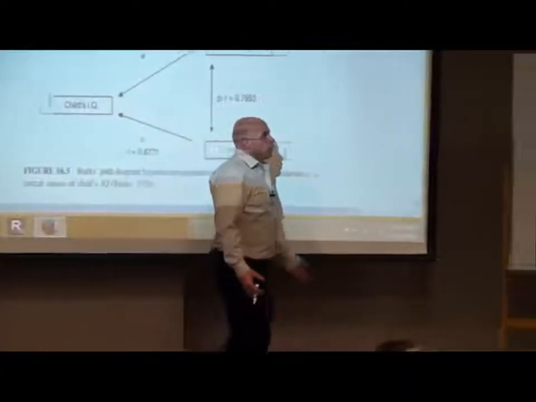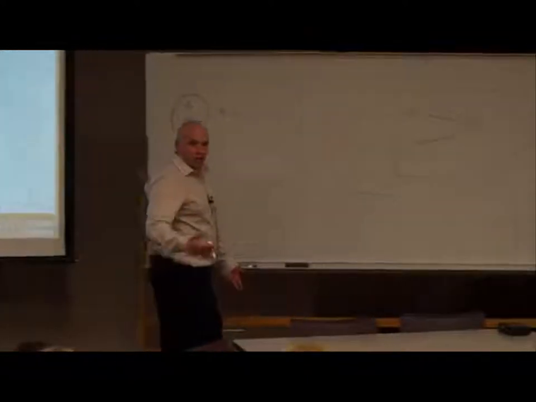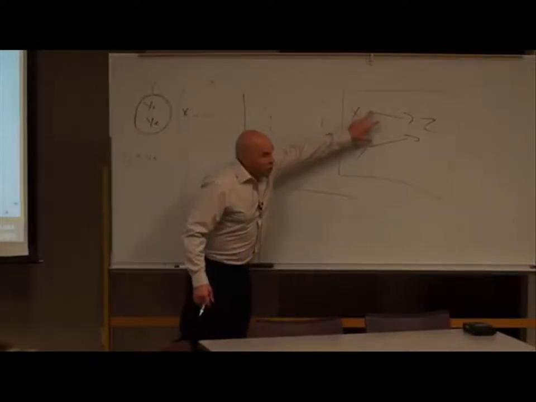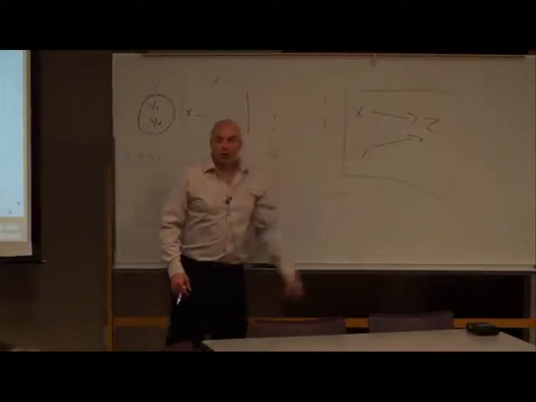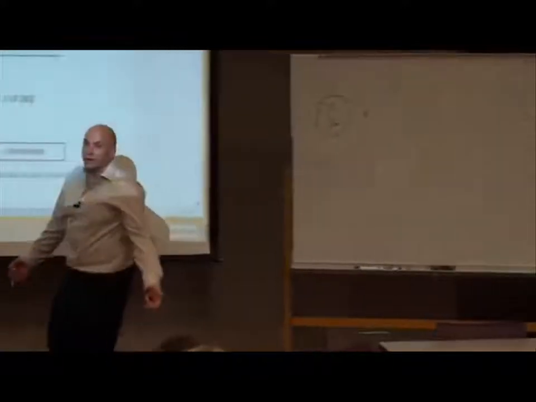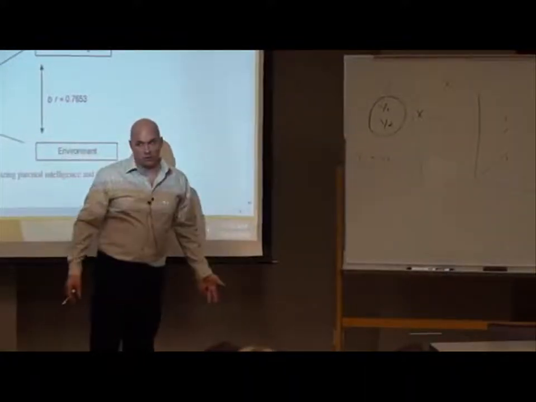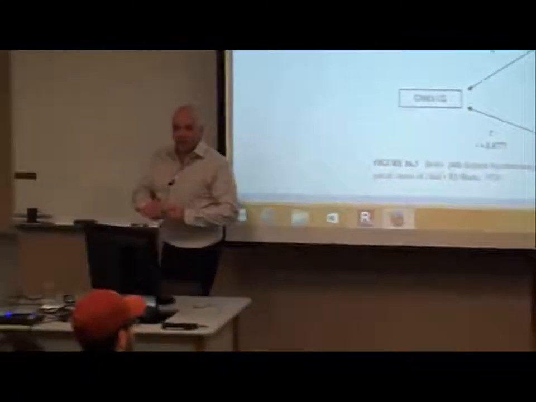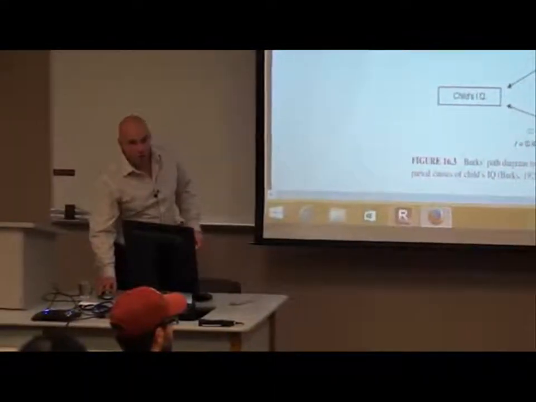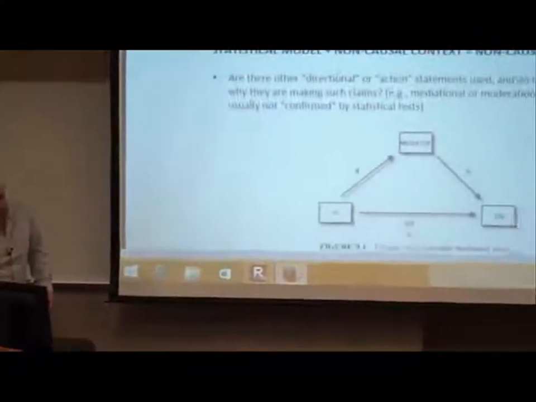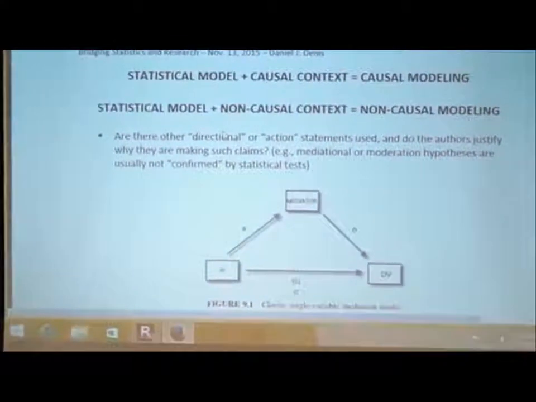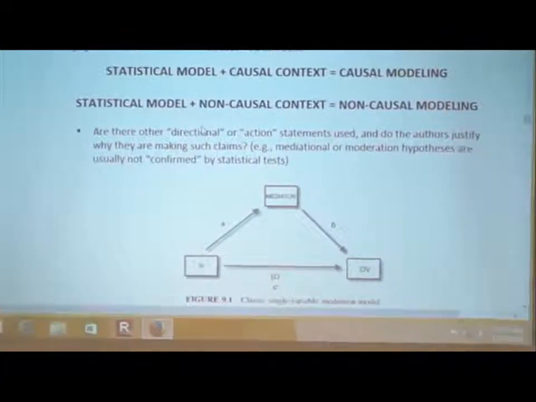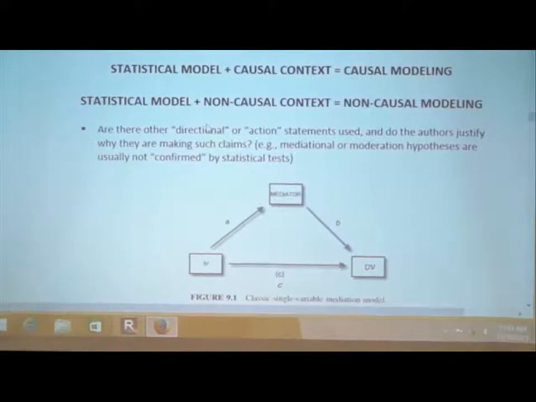So what can we say about this? We can say that before you use path analysis or causal modeling, which is really structural equation modeling, you have a causal context to the design before you start calling it a causal model. Otherwise, what is it? It's a regression model. It's prediction. So I think we should look in research to see if they overstate the conclusions on the coefficients that they make. So I'd like to say that statistical model plus causal context equals causal modeling. Statistical model plus non-causal context equals non-causal modeling.